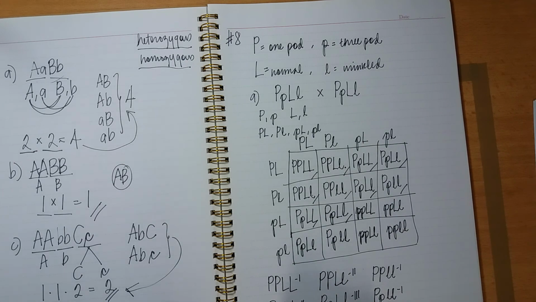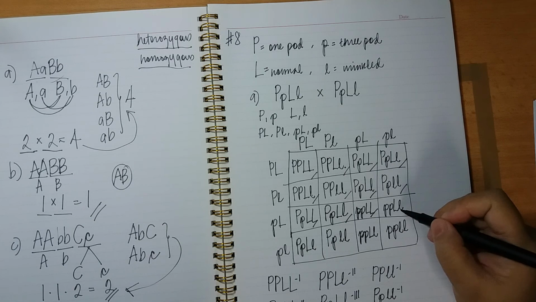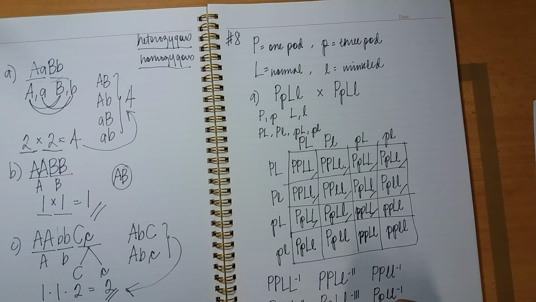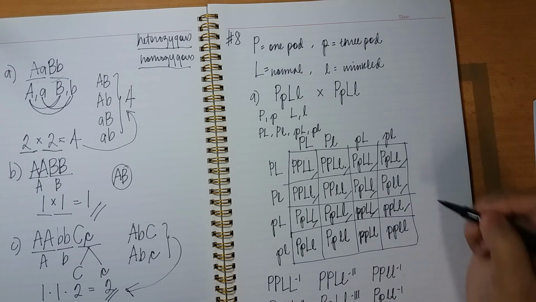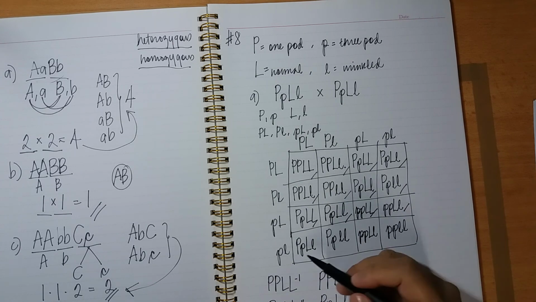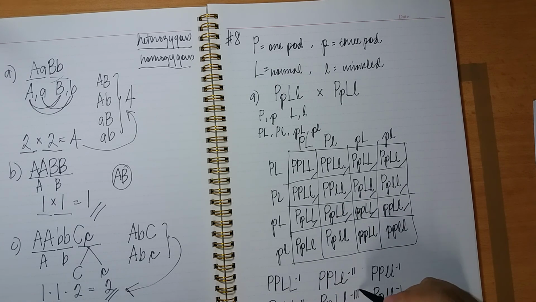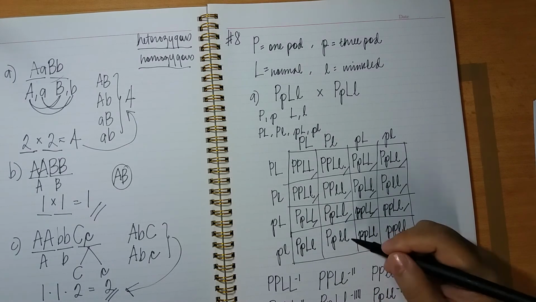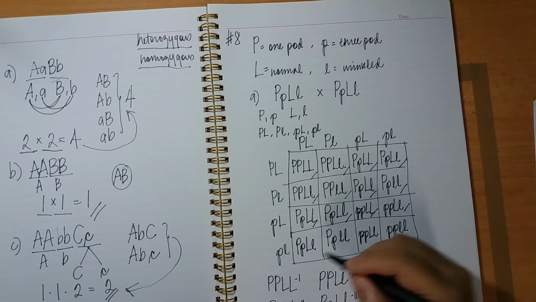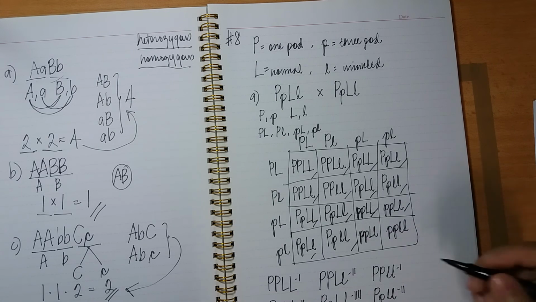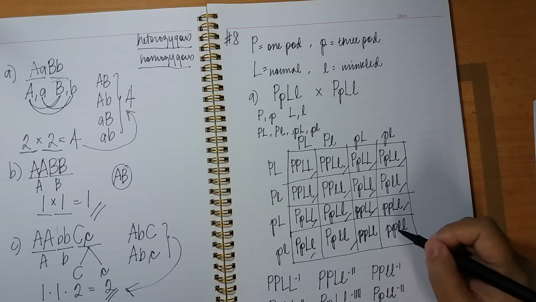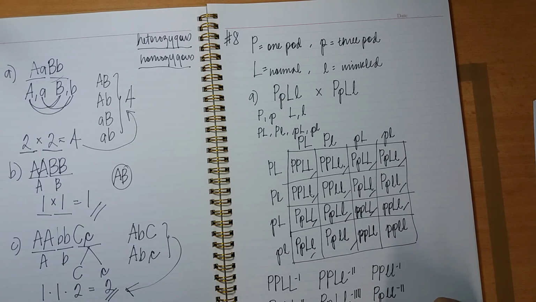Small p, big L. May bago tayong grouping. 1. Small p, big L, small l. There's 1. And then, big P, small p, big L, small l. Meron na naman ito. Okay. Big P, small l, small l. Here. And then, small p, big L, small l. It's this one. And then, small p, small l, small l. 1. Okay. So, what is our genotypic ratio?